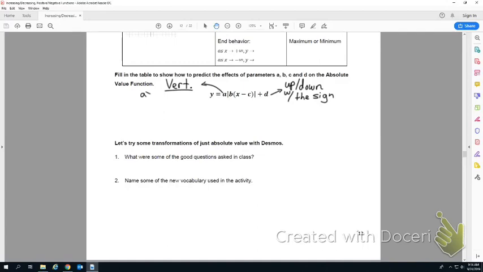And if a is greater than 1, is that stretch or compress? Stretch. If a is between 0 and 1, that is going to be your compress. And then if a is negative, which axis does it reflect across? X-axis.